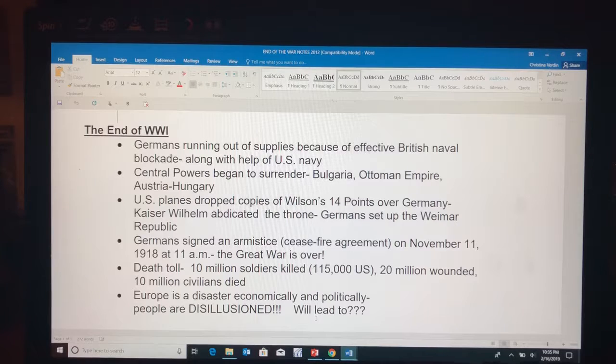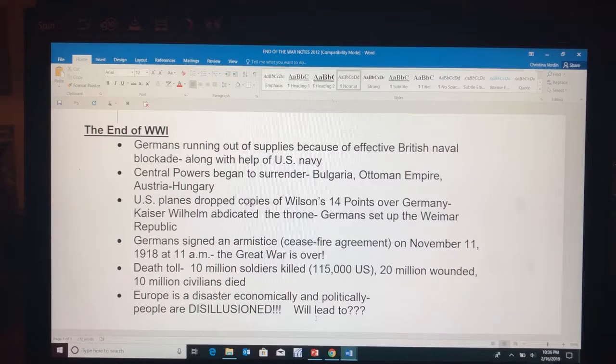Woodrow Wilson gets parts of his 14 points to be sent down by plane into Germany, saying that there will be self-determination, there will be no imperialism, there will be no winners and losers of the war, that there will be a peace organization that would come in and prevent war. Again, the people of Germany read this. Kaiser Wilhelm will abdicate the throne, and a new republic, the Weimar Republic, will come in.